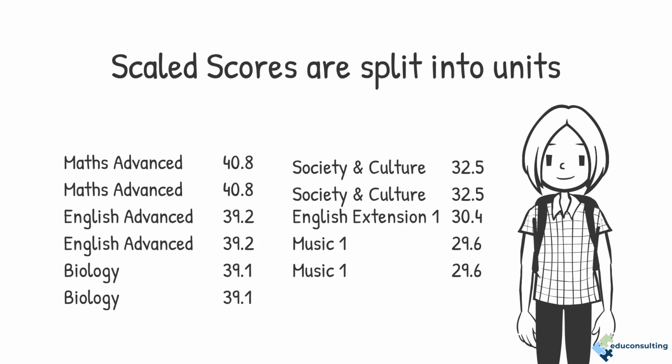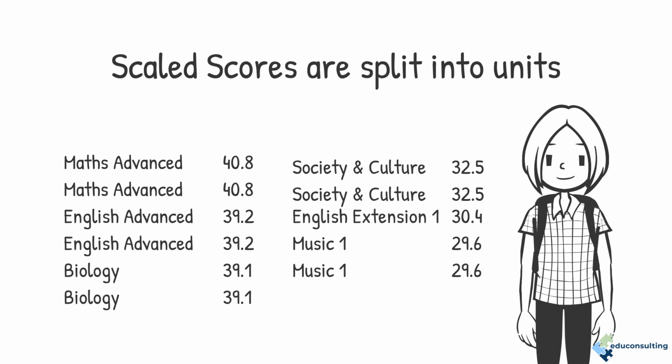And here's where the units come into play. For Mary, she studied 11 units and only her 10 best units will count for her ATAR. In terms of scaled scores, Maths Advanced was her best achieving subject, and because that's worth 2 units, that 40.8, her scaled score for Maths Advanced, will count twice when we're counting out the units. Because she studied English Extension 1, which is only 1 unit, that one can only count once, but all her other subjects will count twice as 2-unit subjects.